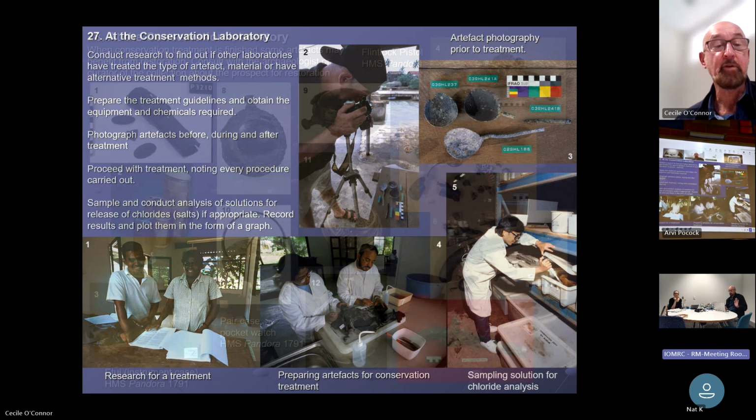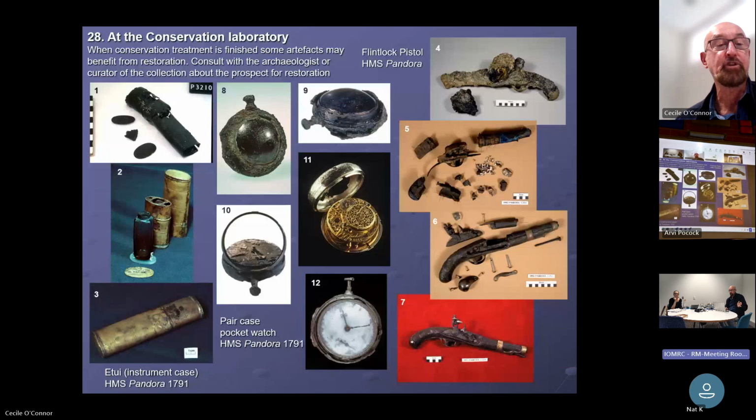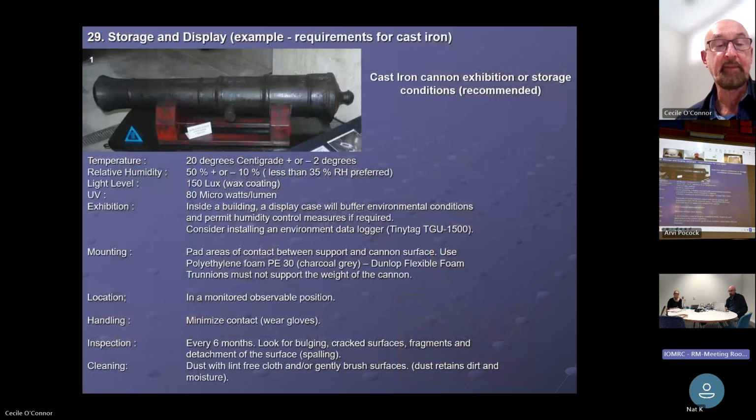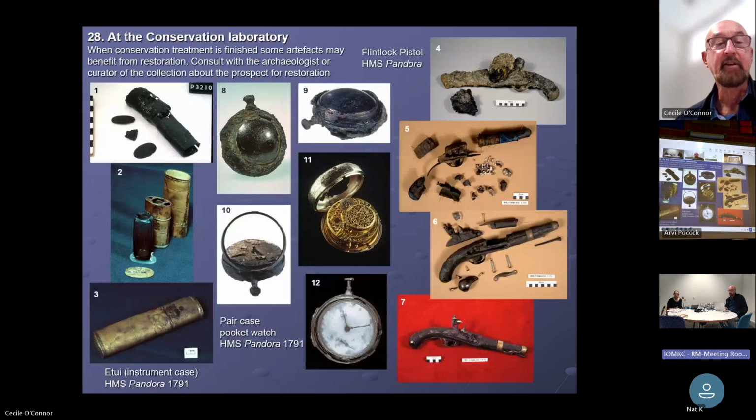These are just a few of the objects that have been treated. So that instrument case, that's before, that's during, that's after. A watch from the Pandora before, and so on. Let's go back again. That's after reduction treatment. There's the hands on the face of the watch. That's the gilded, or gold plated, as it were, fire gilded mechanism inside. And that's the watch after treatment.